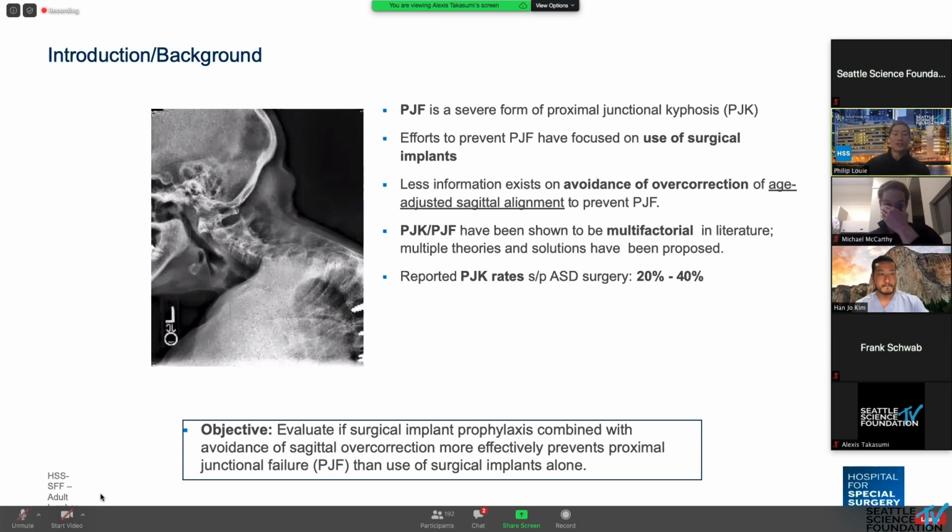As we also know, PJK and PJF are largely multifactorial, and lots of theories and solutions have been proposed. And the reported rates are all over the place as well. The rates for ASD reoperations following ASD surgery were 20 to 40% as described in this paper. So the purpose of this paper was to evaluate if the surgical implant prophylaxis combined with trying to avoid sagittal overcorrection was more effective in preventing PJ failure than using just surgical implants alone.